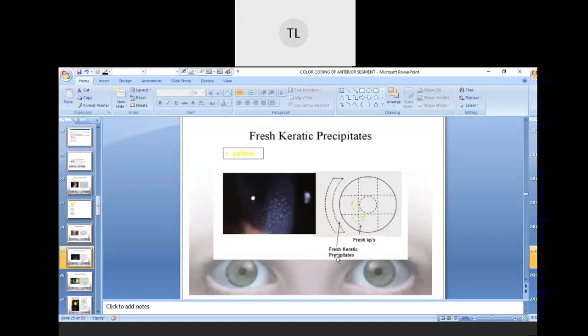Here I have mentioned the fresh KP, so you have to see whether they are fresh or old. If the keratic precipitates are very fresh, they will appear white and round in structure, as in the figure. You can also see this kind of KP in a uveitis patient, and you have to draw it this way. If it is old, the color will appear faded, and it will not be round but irregular in shape. We will discuss that later, but for now just remember that if it is fresh, you need to denote it with a yellow color.